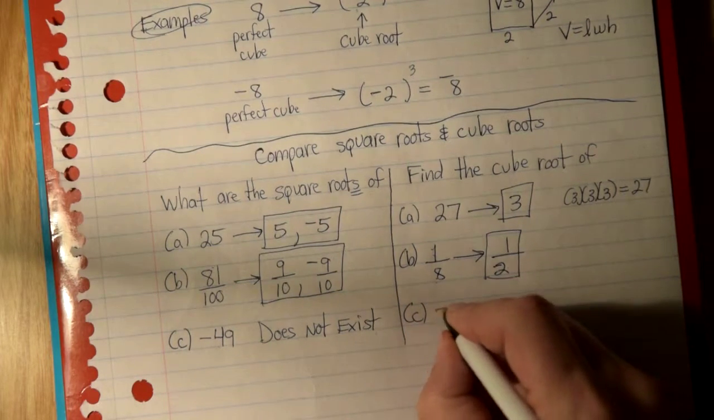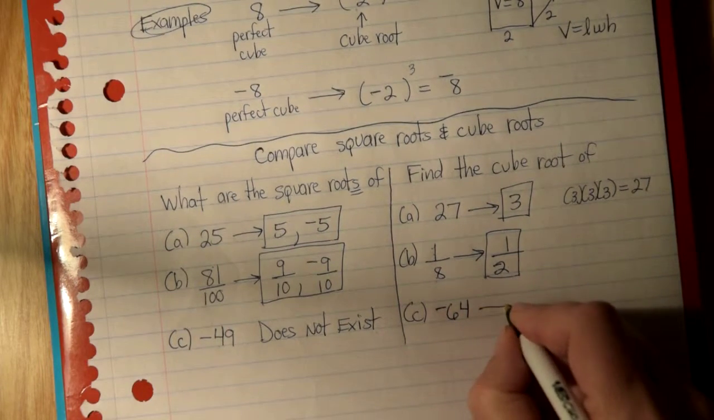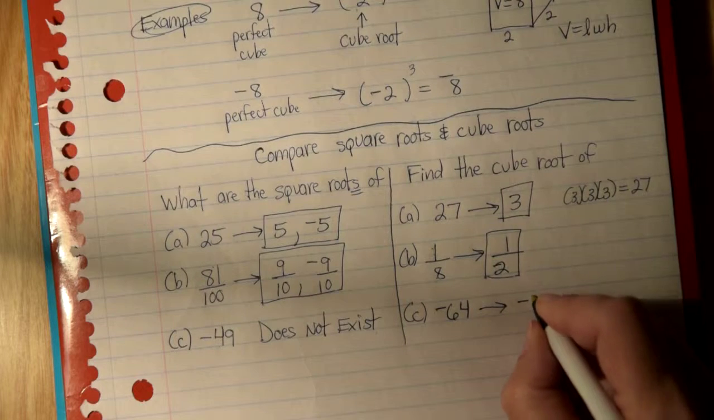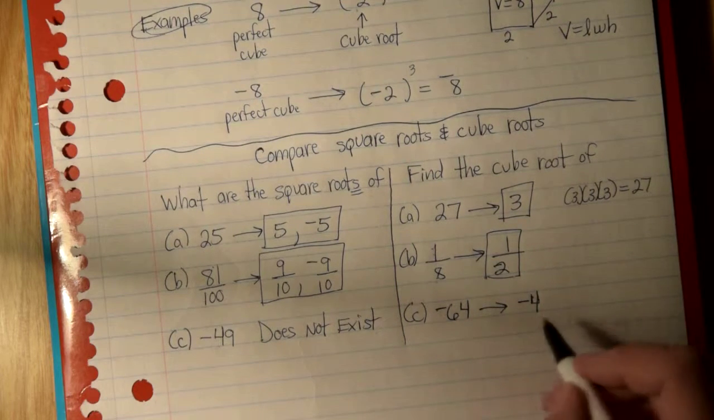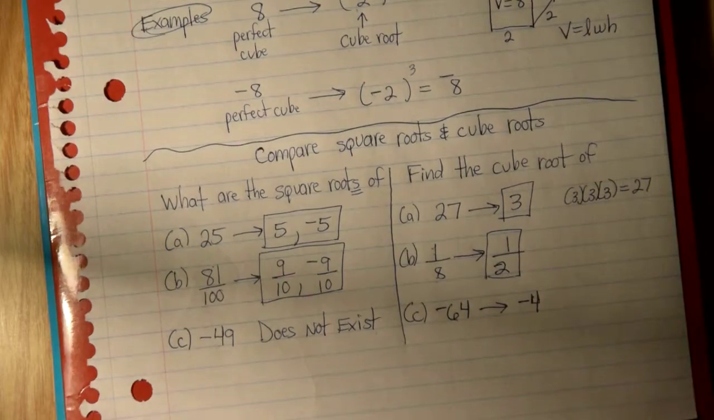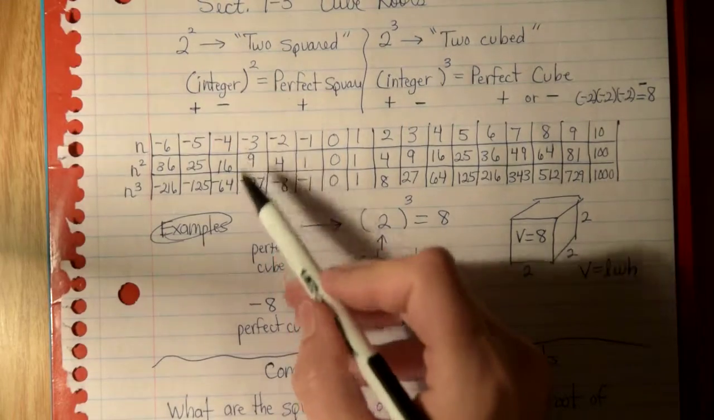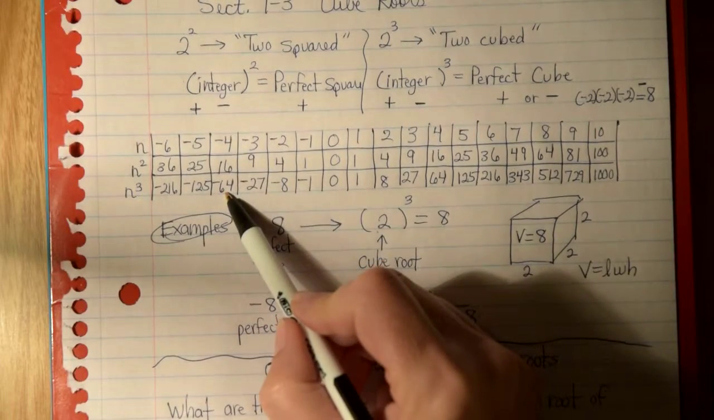If I gave a negative problem for the cube root, though, that's okay. Negative 4 is the cube root of negative 64. So if you look back in the table here, there's negative 4. Its cube root is negative 64.